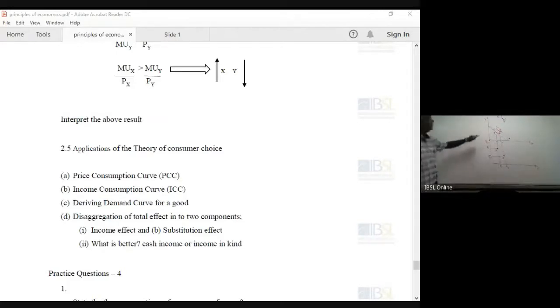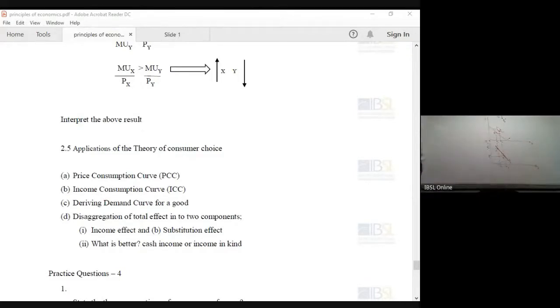I'll explain that. A is the initial combination, initial consumption X1, initial price PX1. B is the final consumption when the price of X decreases to PX2: new consumption X2, new price PX2. Now we can join these two points. What is this? The demand curve for good X.